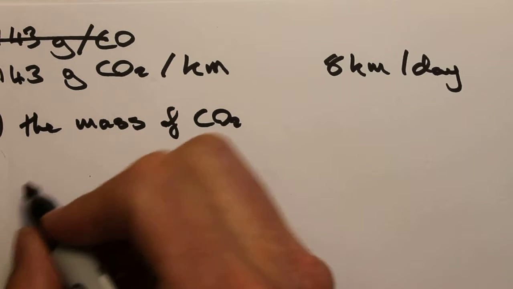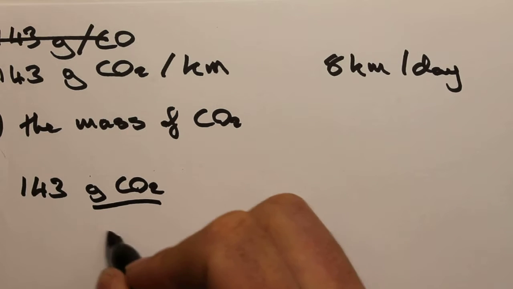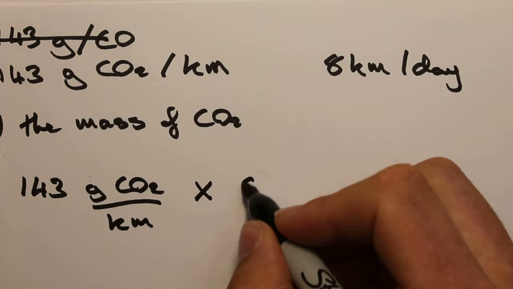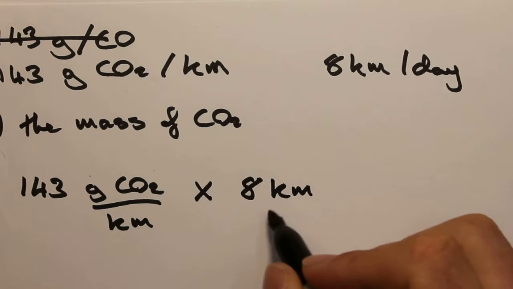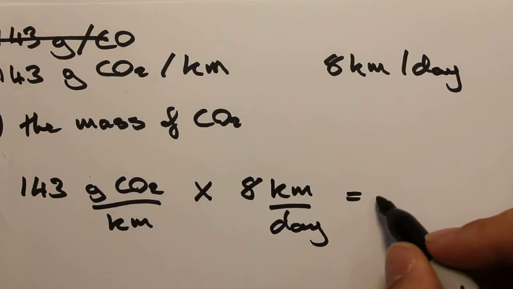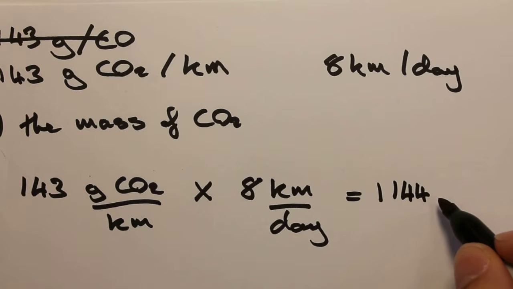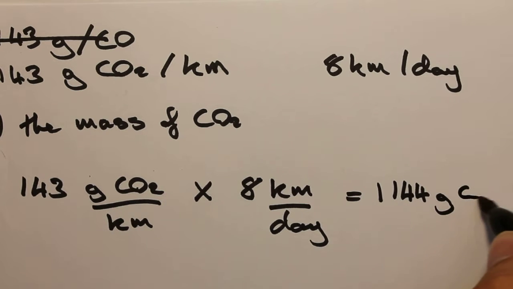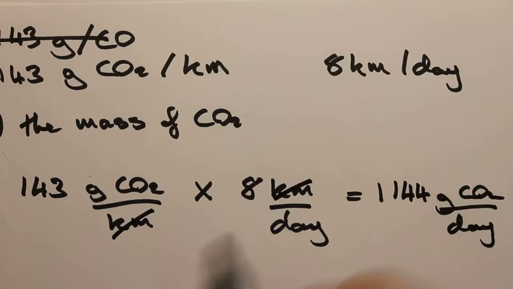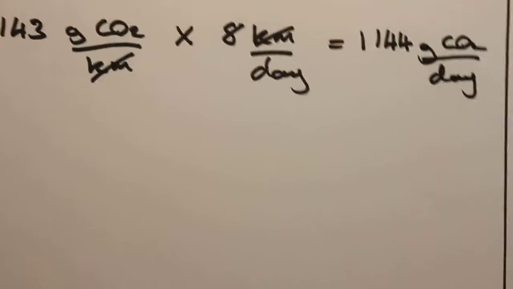So we have 143 grams of CO2 produced per kilometre. We're travelling 8 kilometres every day, so we multiply this by 8 kilometres per day, and that's going to equal 1,144 grams of CO2 per day. We can see our kilometres cancel out, and we've got grams of CO2 per day. Okay, so on to the next part.